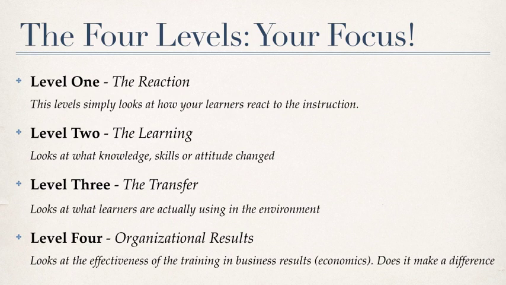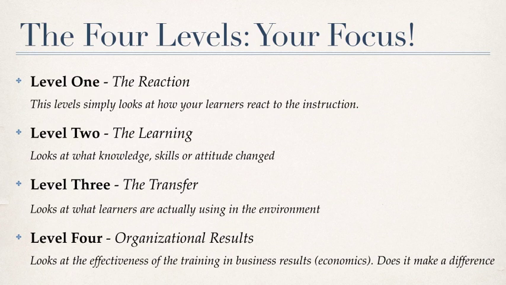The second level, level 2, we call the learning level. This looks at what knowledge, skills, or attitude actually changed. So this might be some kind of a knowledge check, a skill demonstration, or some kind of attitude reflection where we ask people to talk back to the class about what's changed for them or what might be a little bit different. So level 1 is the reaction, level 2 is the learning, and level 3 is the transfer.